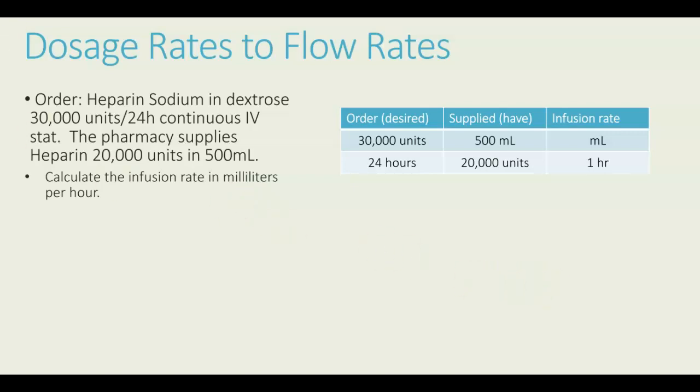On this one I don't have a specific video to explain how I broke down the problem, but we'll just go over it. The order says for heparin, we've got 30,000 units to infuse over 24 hours, a continuous IV stat, which means right away. The pharmacy brings the medication, and it is 20,000 units in 500 milliliters. So our ordered, which is what's desired, they want 30,000 units in 24 hours. So I've set that up.